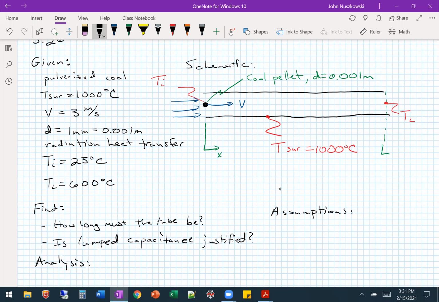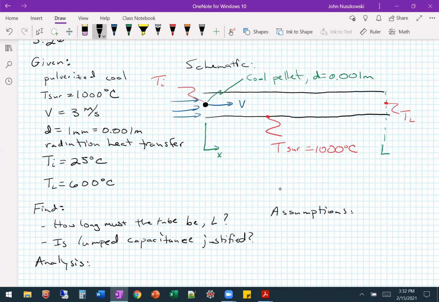Okay. So we have this coal particle moving along this tube furnace with a velocity of 3 meters per second. The walls of the surroundings are at 1,000. It says radiation heat transfer. Initially, it comes in at 25 degrees Celsius. It exits at 600, but they want us to figure out how long this tube must be to do that, right? So let's call that a length L we're basically looking for.